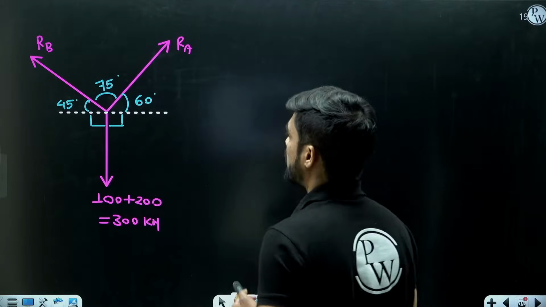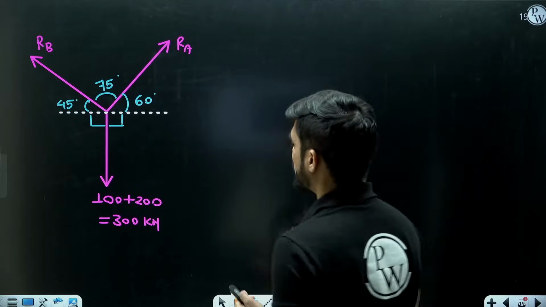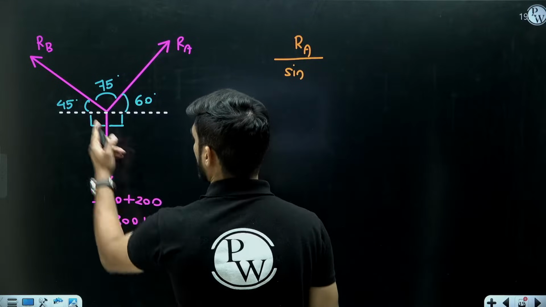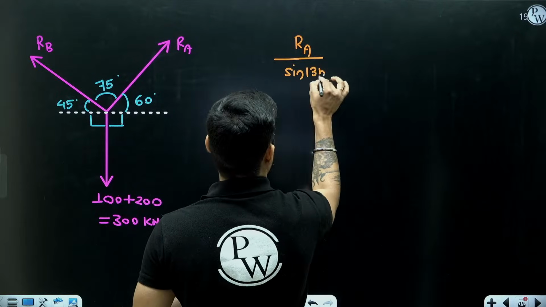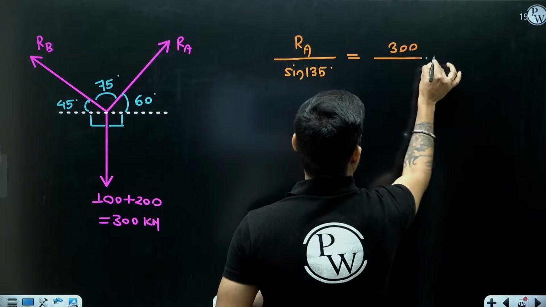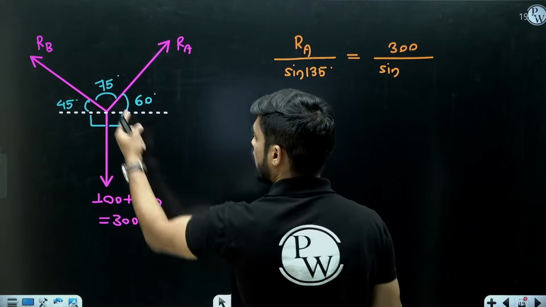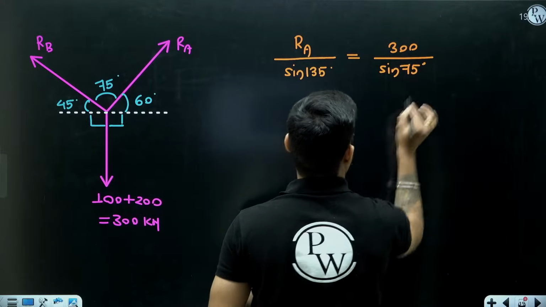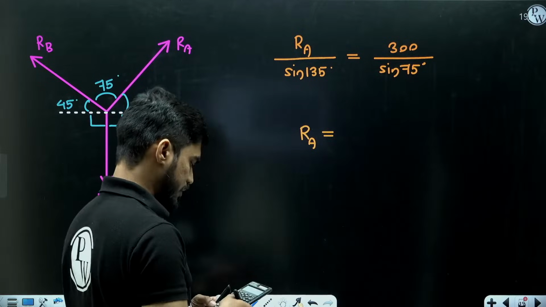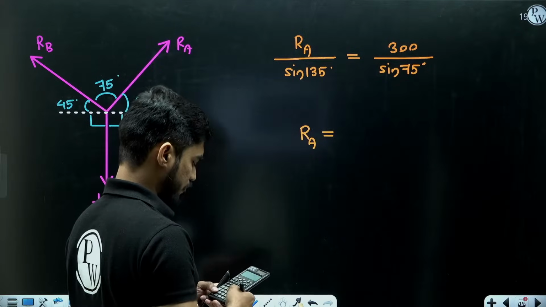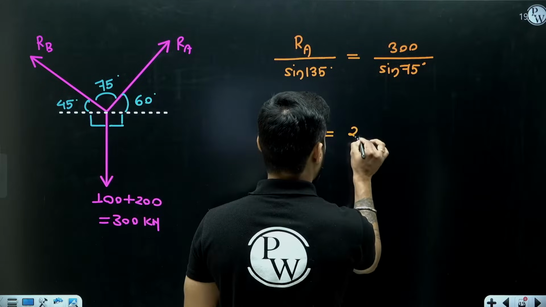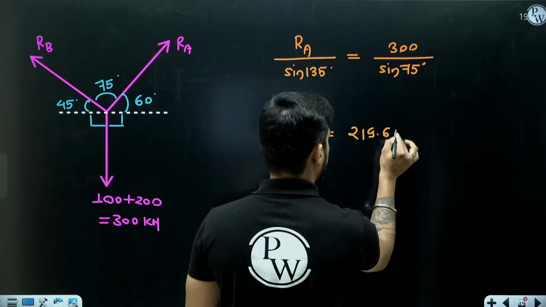So apply Lamy's theorem and find the value of RA. We don't need RB, okay? So RA divided by sine of 90 plus 45, this will become 135, equal to 300 divided by sine of 75. So what will be the value of RA? 300 sine 135 divided by sine 75. I am getting 219.61 Newton.